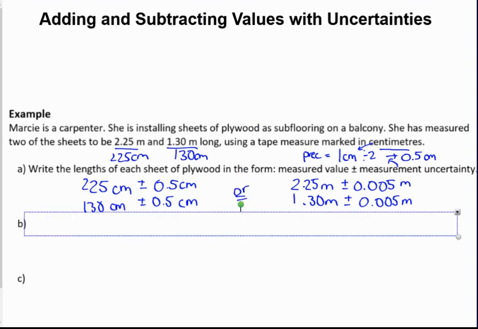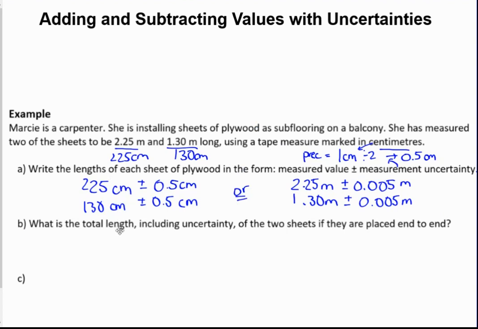Okay, so for example B, what's the total length, including uncertainty, if the two sheets are placed end to end? So I have my one sheet placed next to my second sheet. Now this sheet is 225, but it could be off by a bit. So it could be plus half a centimeter, it could be minus half a centimeter. So there is some uncertainty here as well as this one. So this could be 225.5, and this could be 130.5. Or this could be 129.5 plus 225. So there is some uncertainty in what this length is going to be when they're placed end to end.